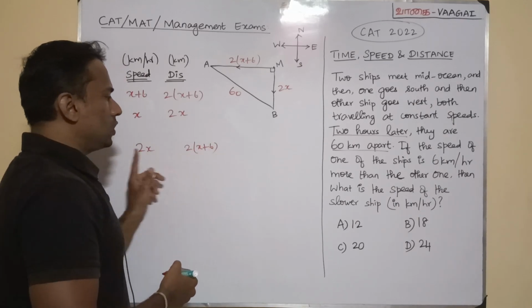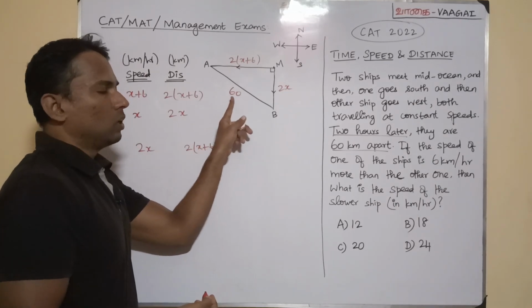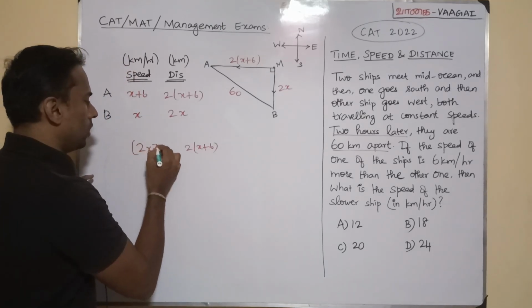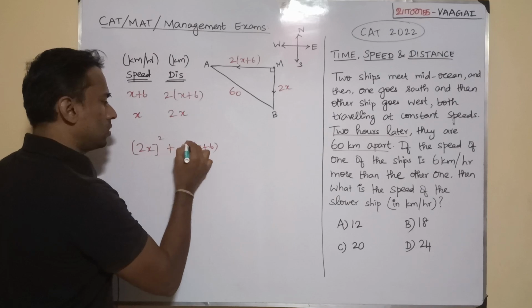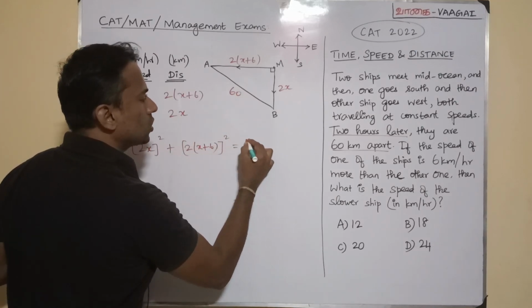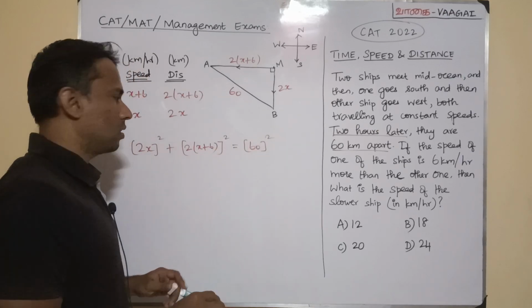Now squares of these two sides should be equal to the square of the hypotenuse, which is going to be 60, is it or not? So this square, 2x the whole square, plus 2 of x plus 6 the whole square, should be equal to 60 square, right? Yes, fine, that's it.